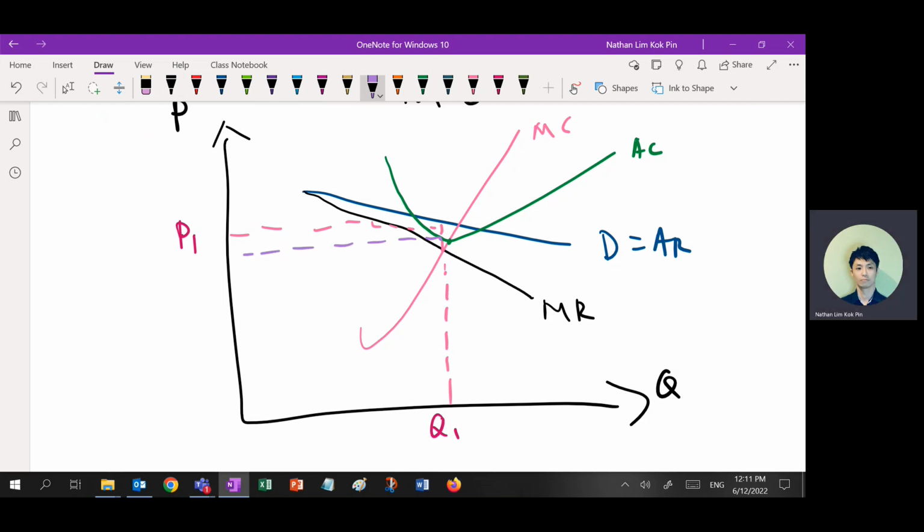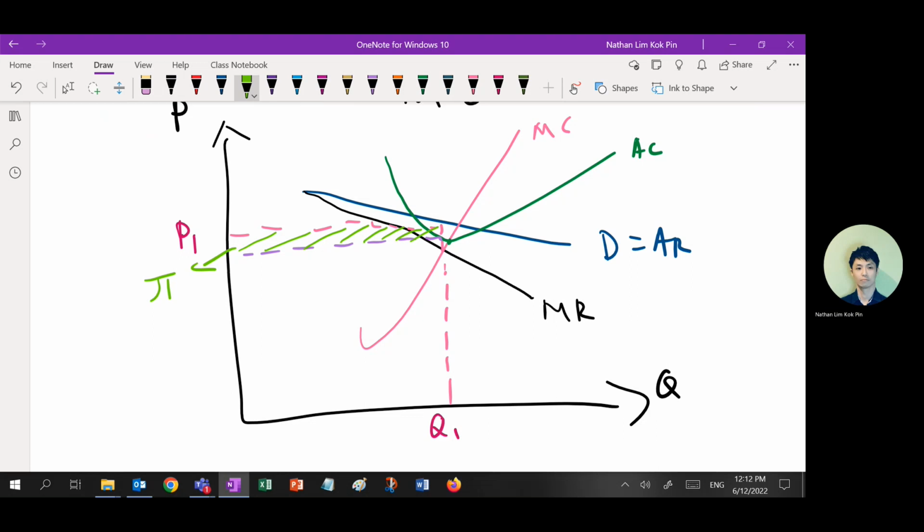Horizontal dotted line must have two: supernormal and subnormal must have two dotted lines. Horizontal one, AR and AC. Then you label this as your profit. Shade this area. It's always a rectangle area. Shade this and label this as profit. You can label pi. Pi means profit in microeconomics.